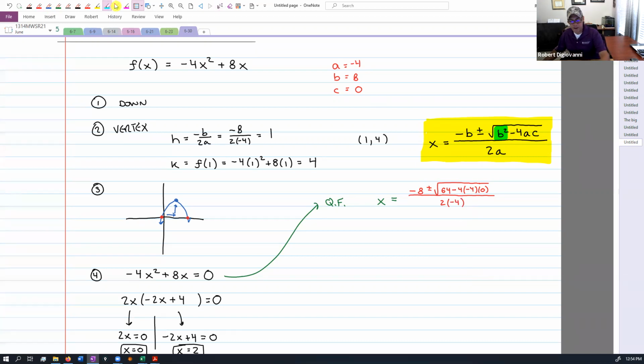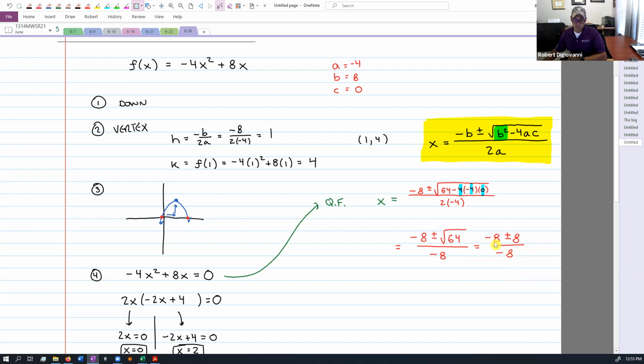Now, do you all see what's going to happen here because you have the 0 right there? Because there's a 0 here, none of this is going to matter, because when you multiply the 4, -4, and 0, you get 0. So all that leaves you with is -8 plus or minus the square root of the 64 that was out front, all over -8, because 2 times -4 is -8. Square root of 64 is 8, all over -8.